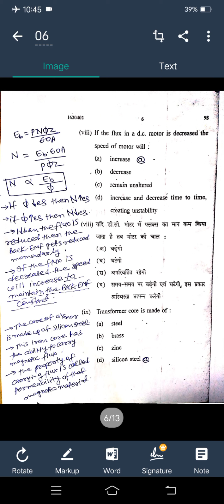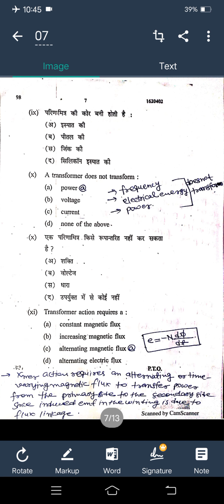The right answer for question 9 will be option D. For question 10, a transformer does not transform. It is the basic theory which is used in transformer. Transformer does not transform power and frequency. Electrical energy, that means power and frequency, does not transform into another form. But voltage and current is transferred from one place to another place. In this case, transformer does not transform means change to another form.